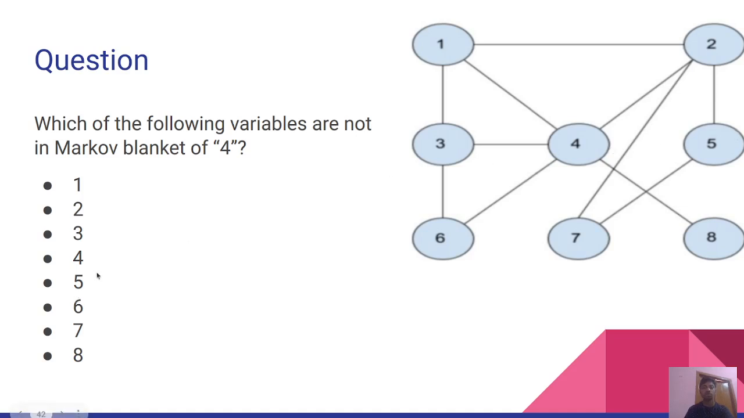So 5 is one of the correct answers. Then 4 to 6 it is directly reachable, so this is under Markov blanket. And 4 to 7 they are not neighbors, so this is not under Markov blanket. And 8 is directly reachable, there is a direct path here, it is a neighbor, so 8 is under Markov blanket. So only 5 and 7 are not in the Markov blanket of 4. Okay.